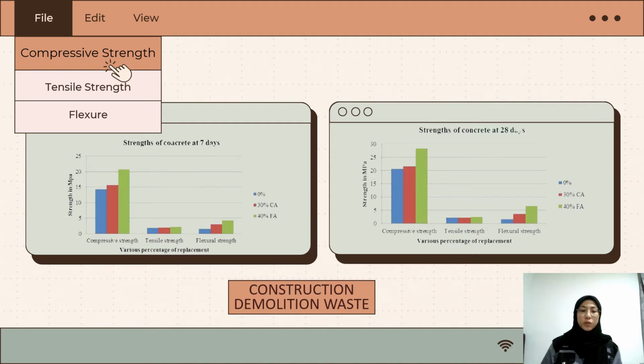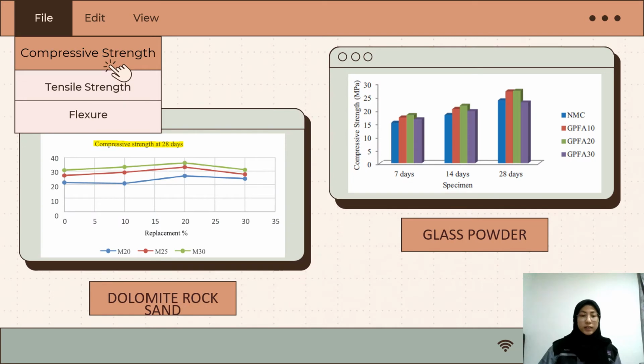For construction demolition waste, these are the findings of concrete that contain 0%, 30%, and 40% of construction demolition waste. And these are the findings for dolomite rock sand and glass powder. For dolomite rock sand, the percentages of dolomite rock sand in concrete that were used are 20%, 25%, and 30%. And for glass powder, 10%, 20%, and 30%.